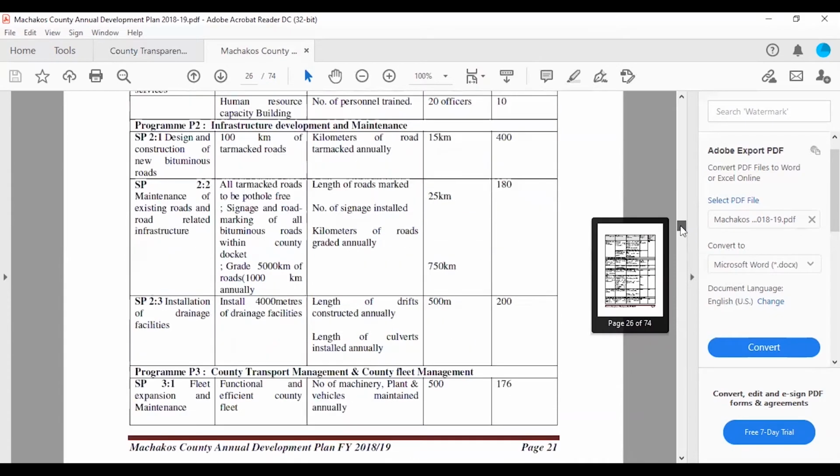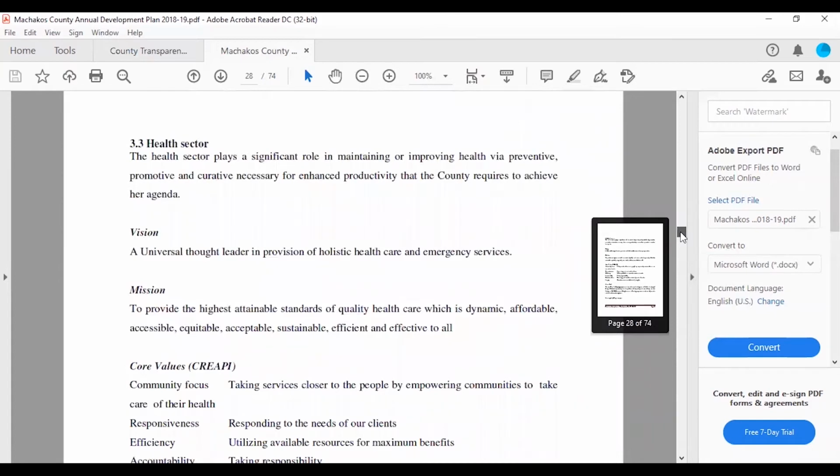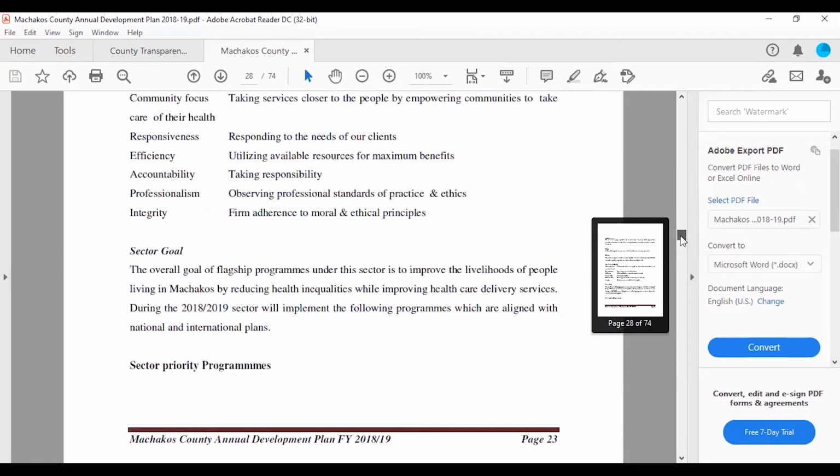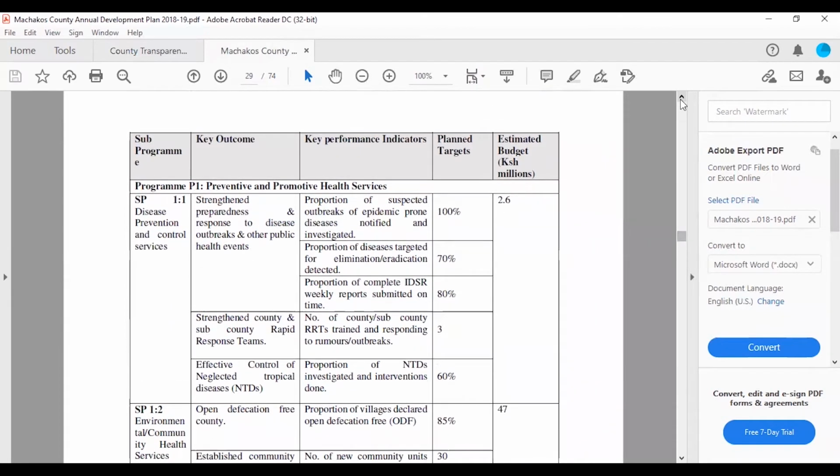So I'd like to jump and come to another key ministry. This is now the health sector, and we get to understand how much they are allocated. For preventive and promotive health services, in subprogram 1, they say disease prevention and control services. The outcome is strengthened preparedness and response to disease outbreaks and other public health events.